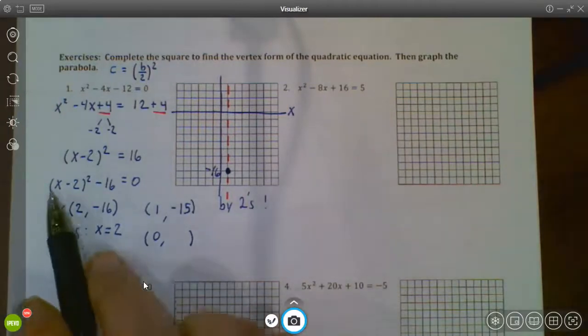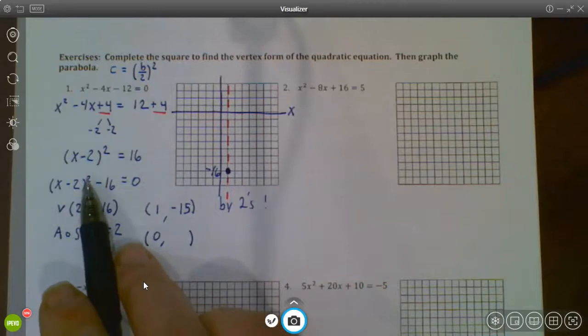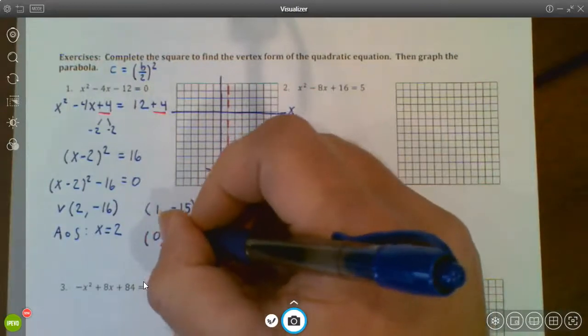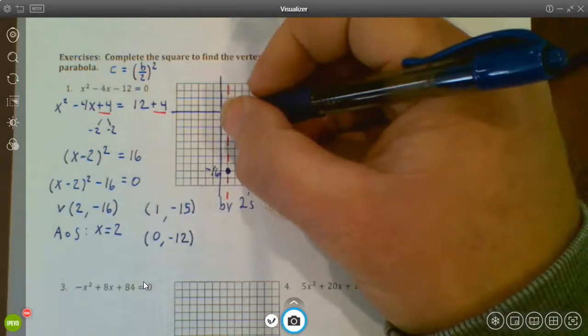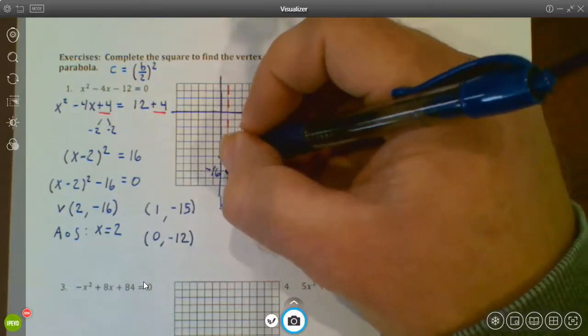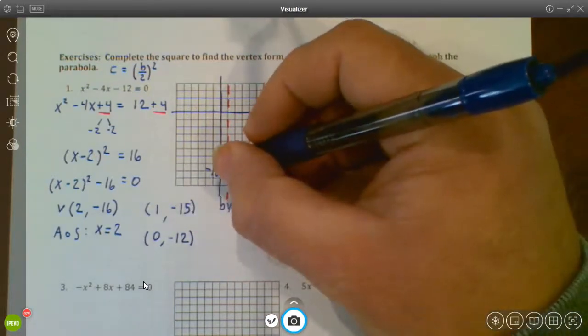So if I put a 0 in there, 0 minus 2 is negative 2. Negative 2 squared is 4. And 4 minus 16 is negative 12. So if we plot those points, 0, negative 12, 1, 2, 3, 4, 5, 6. And 1, negative 15 would go right there.